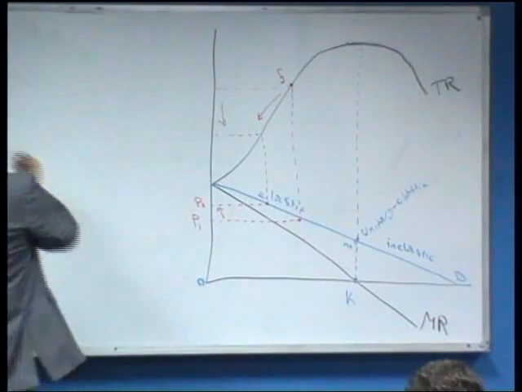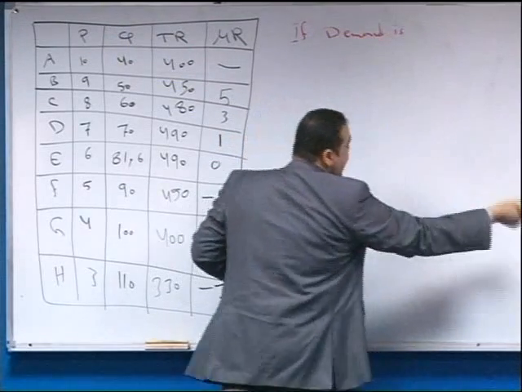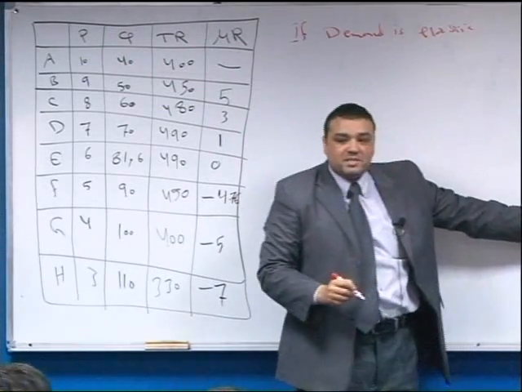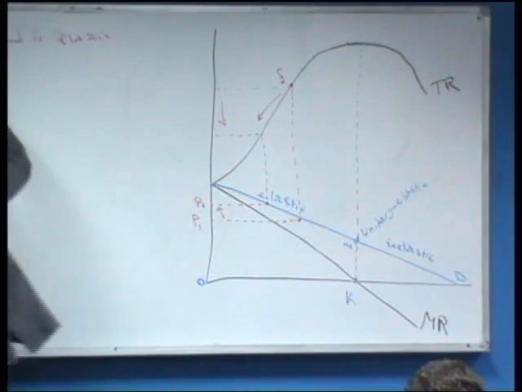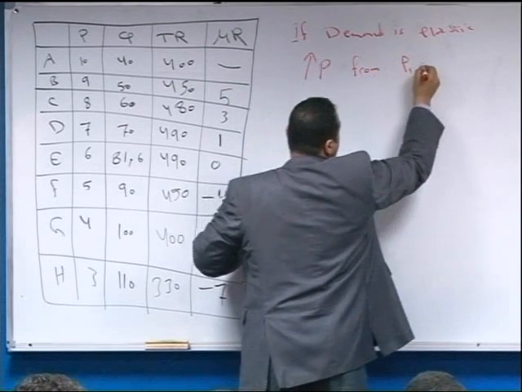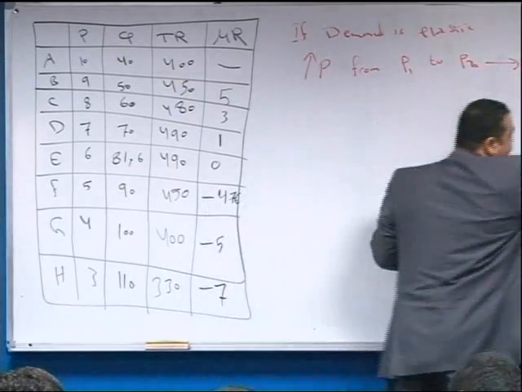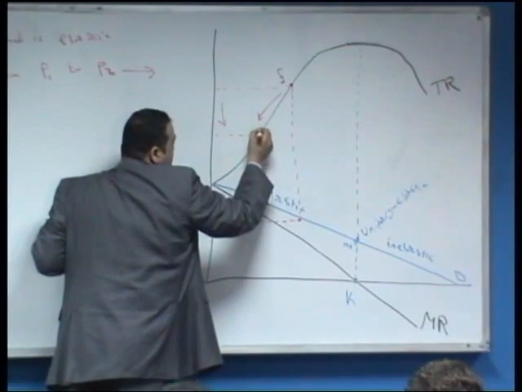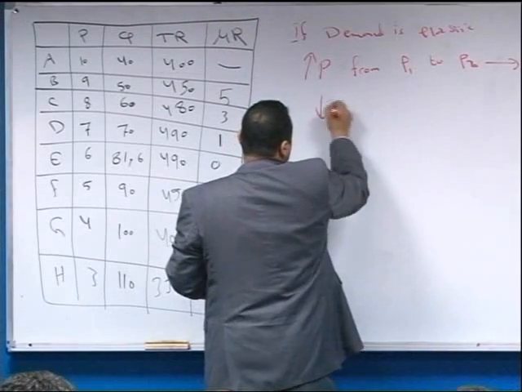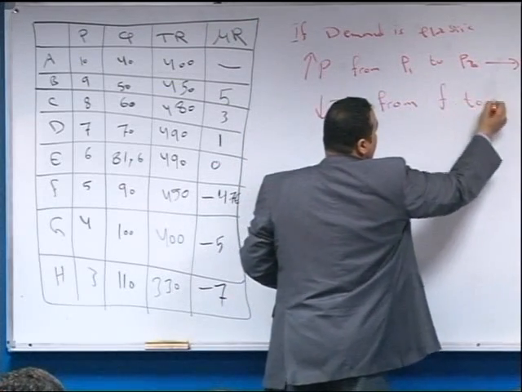Right? So if the demand is elastic, increasing the prices from P1 to P2 leads to what? A decline in total revenue from F to R. It leads to a decline in total revenue from F to R.